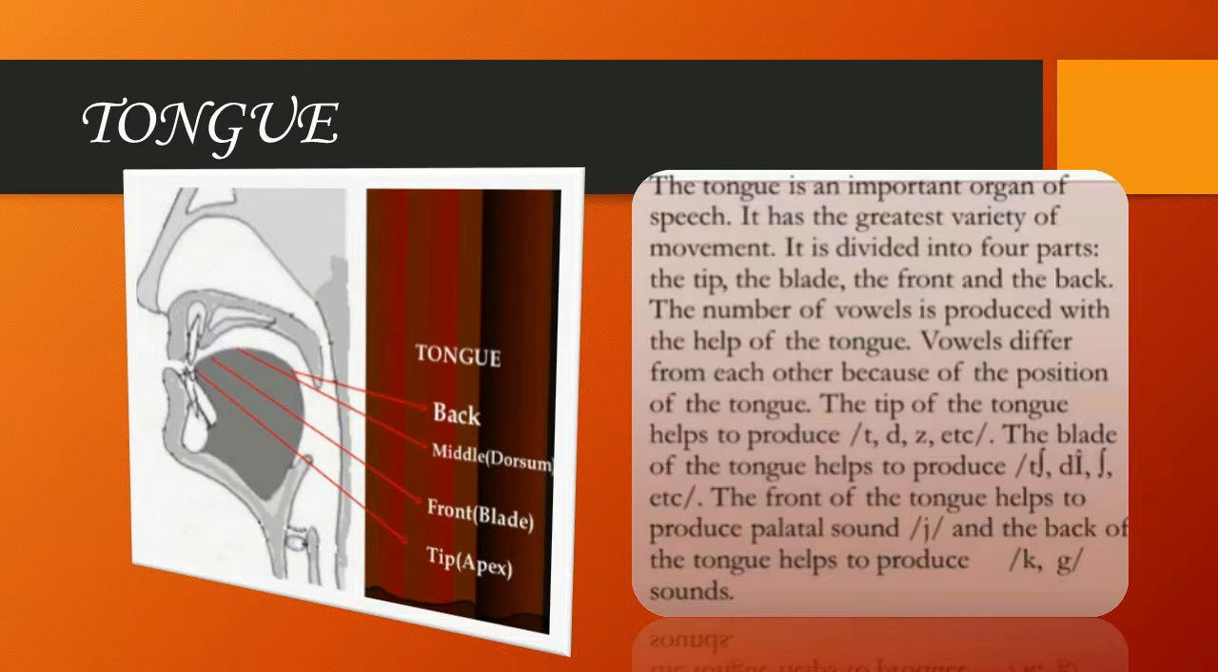The tip of the tongue helps to produce z. The blade of the tongue helps to produce t, d, ts. The front of the tongue helps to produce palatal sounds, and the back of the tongue helps to produce k, g sounds.